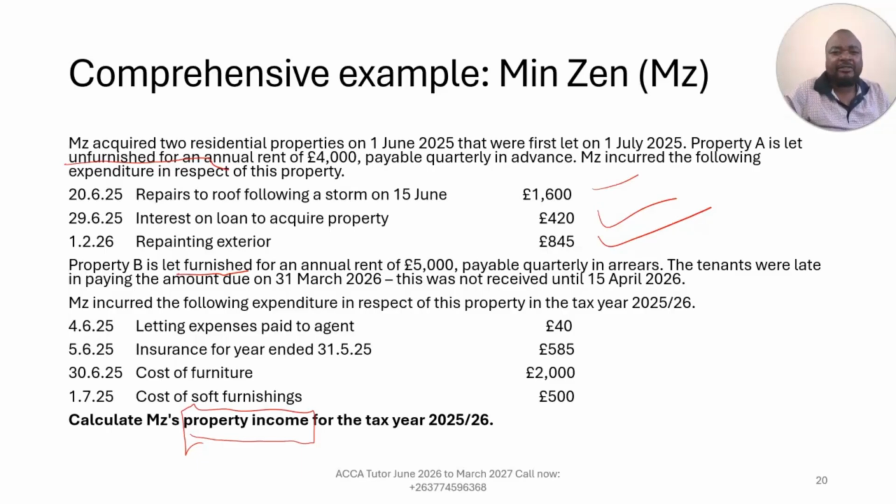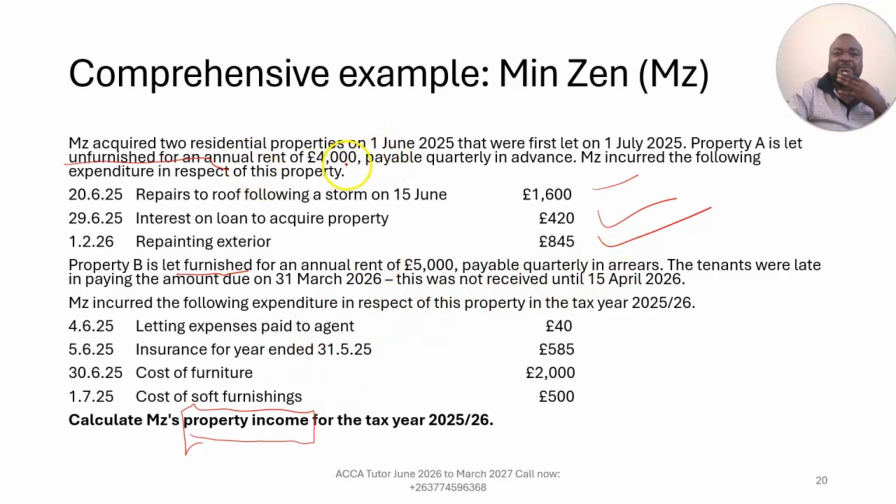Okay, so let us remember both these properties, property A and B, are going to be considered one business by the end of the day. So you need to determine the property income for property A, property income for property B, then you sum them up, you come with one property income figure. All right, so let's start with property A.